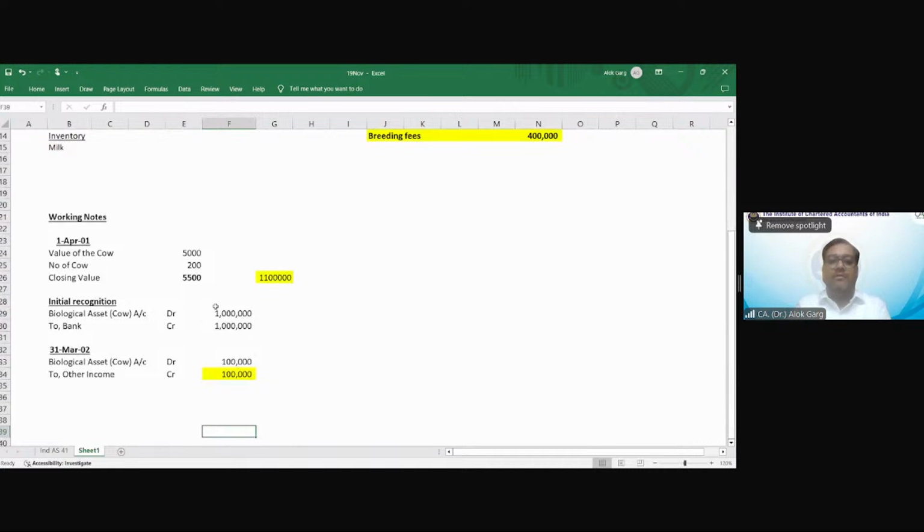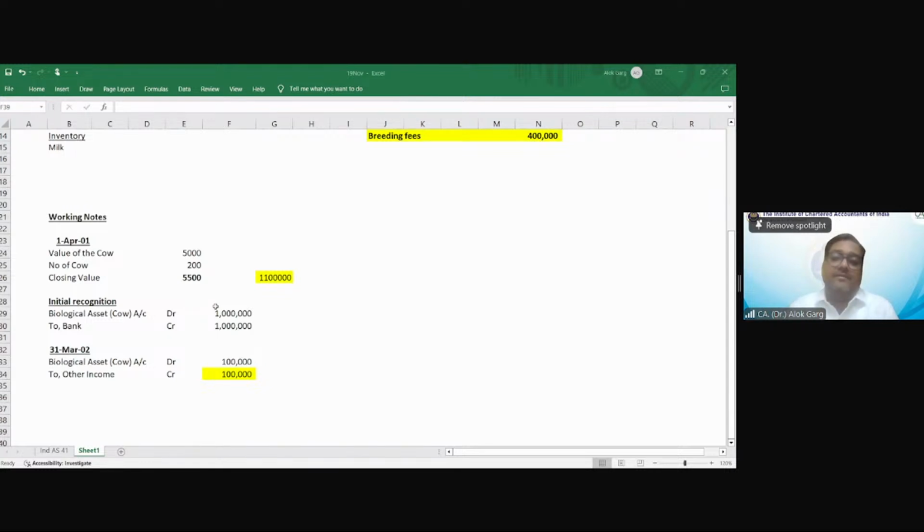Okay, now the next accounting entry. Calf. You remember? The calf was born. 100 calves were born on 1st October. Correct? And what was the fair value when the calves were born? What was the fair value given in the table at the time of birth of the calf? 1,100.